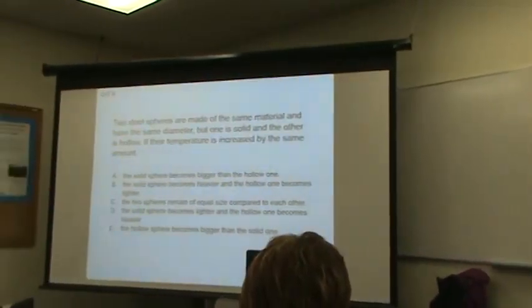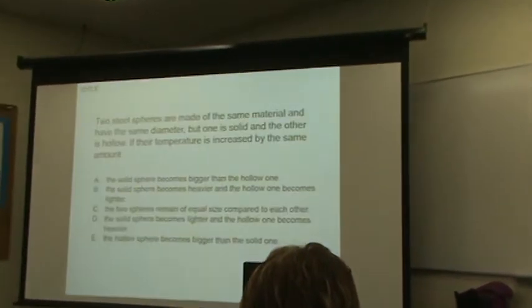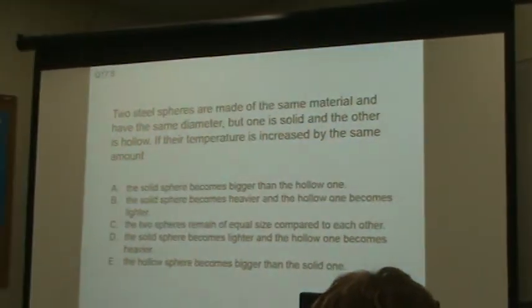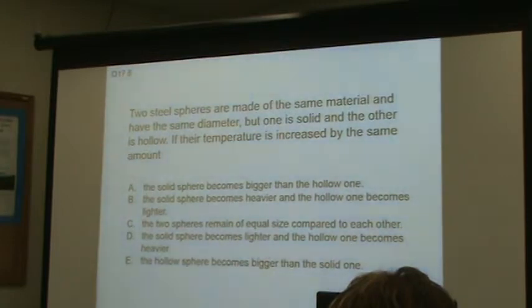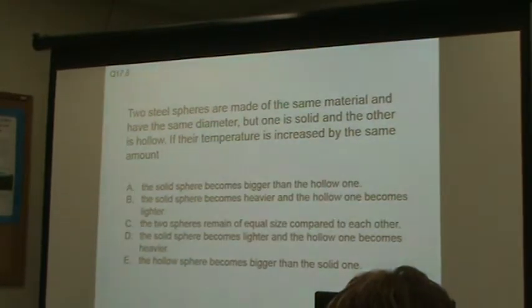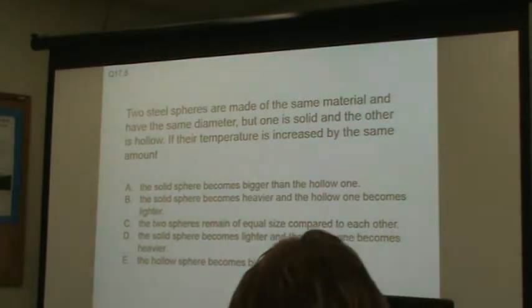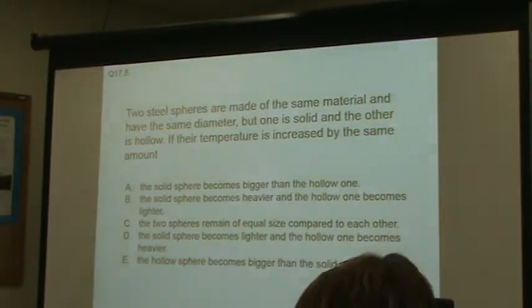17.8. Two steel spheres are made of the same material and have the same diameter, but one is solid and the other is hollow. If their temperature is increased by the same amount, how do the two balls' sizes compare after they've increased?